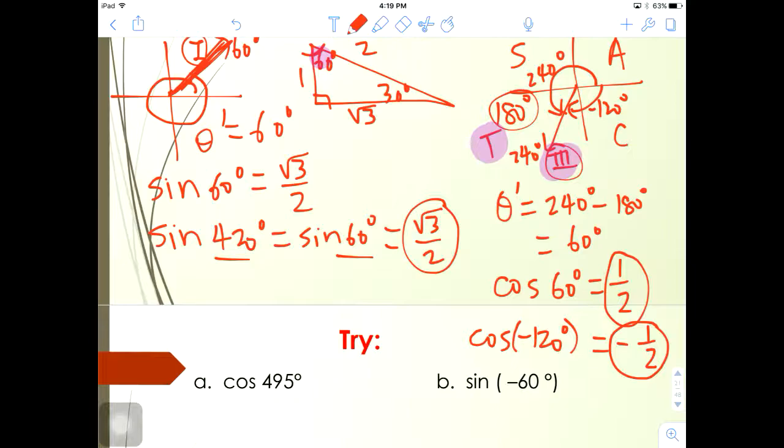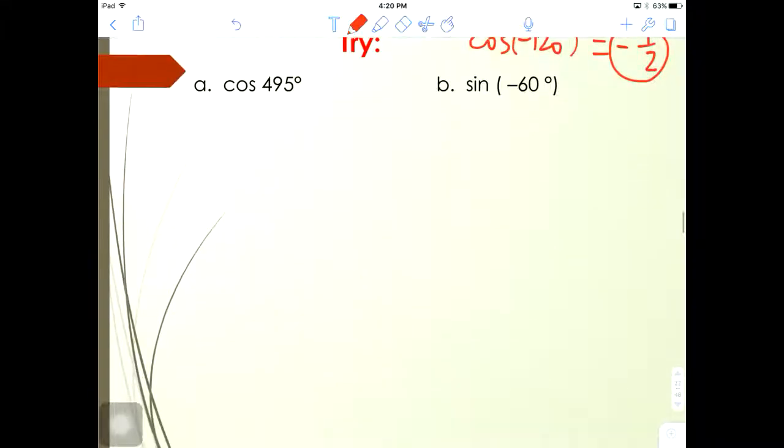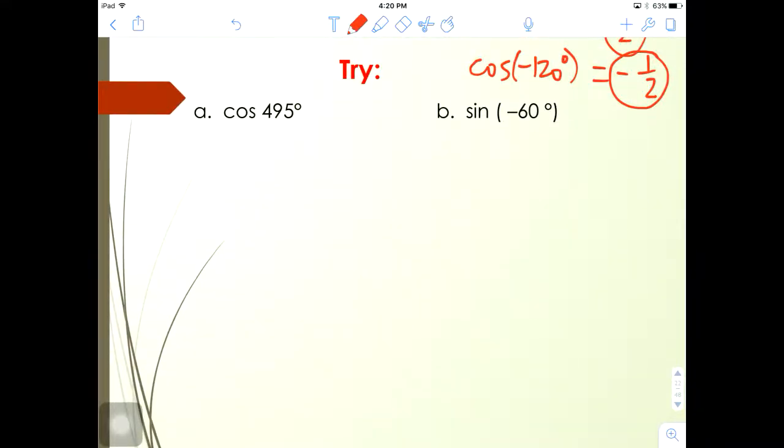So now I have just done a couple of problems using exact values and using special triangles to find the value. You can go ahead and pause the video and try these two problems at this time before you look at the answers. Go ahead and do that right now.